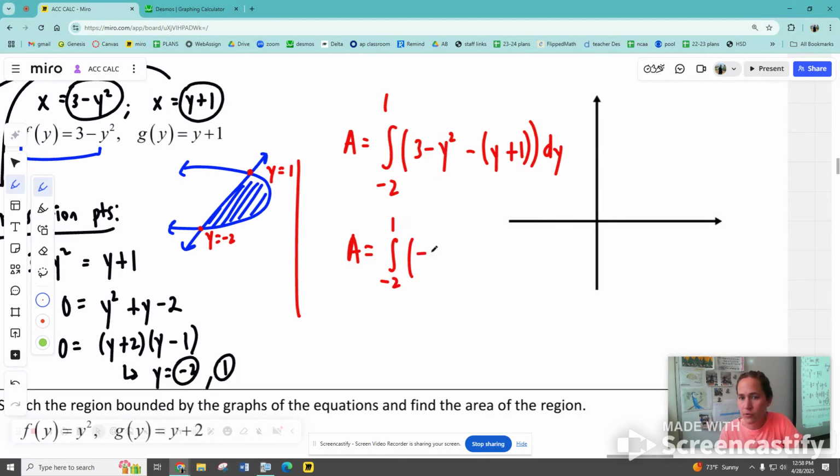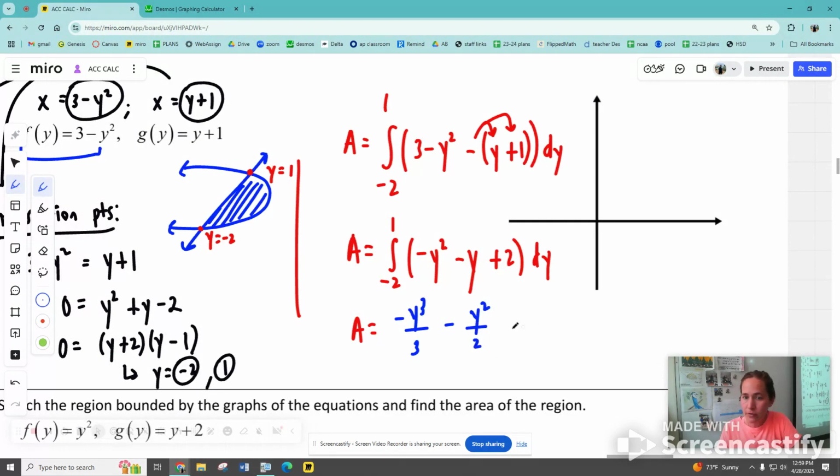This is, let's get this in order, negative y squared minus y. And then here comes the negative distributed. 3 minus 1 gives you plus 2. Okay, we're on the home stretch. We take an integral, and then let's solve this. Negative y cubed over 3 minus y squared over 2, and then plus 2y, evaluated at these two and subtracted, right?